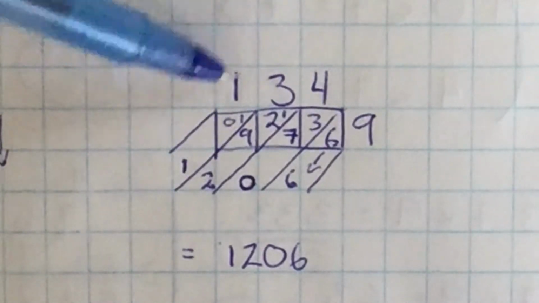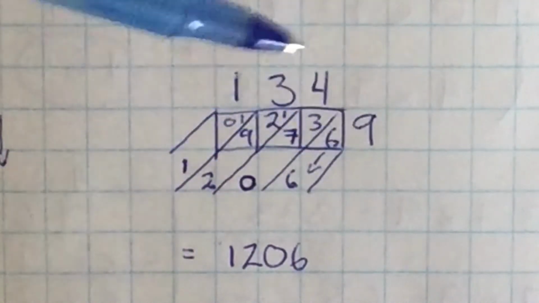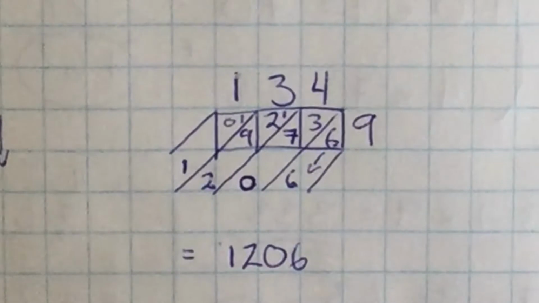So that's triple digit by single digit. And you can increase this. This could be 4 digit by single digit. It could be 5 digit by single digit. The process stays the same. It's just increasing the number of steps.